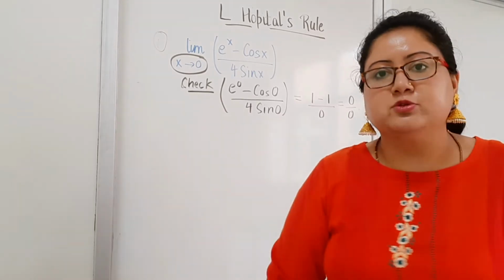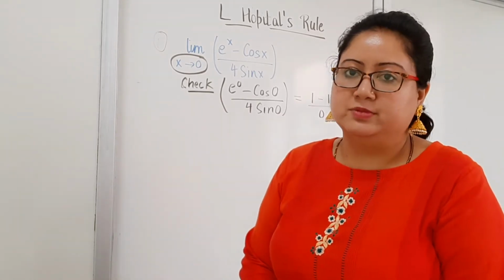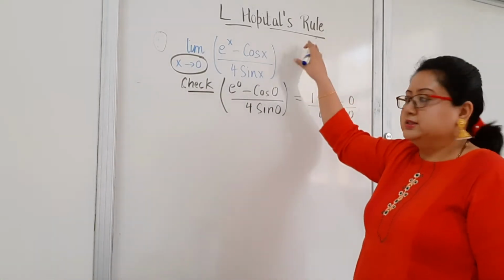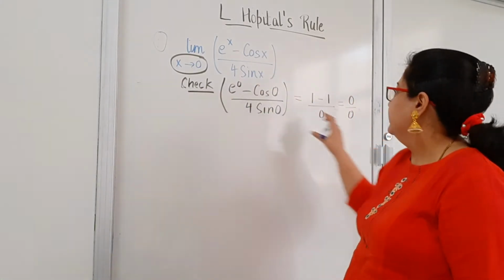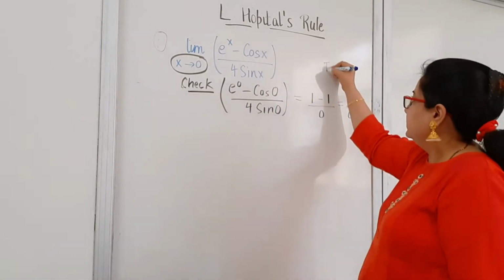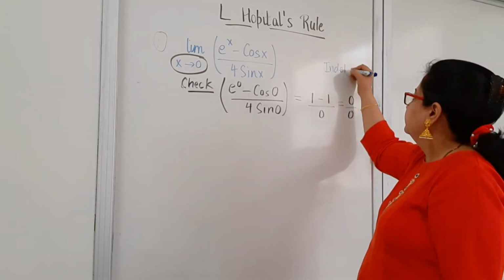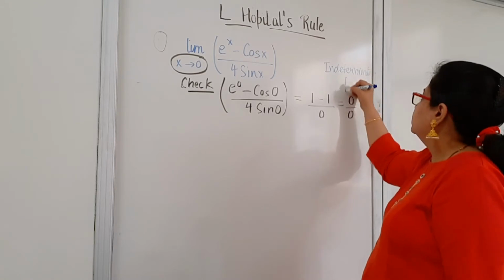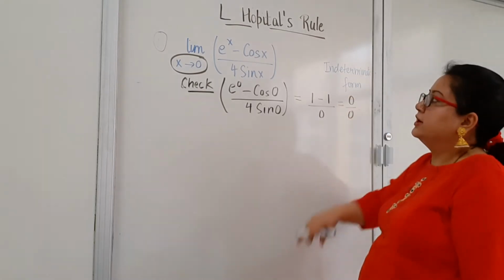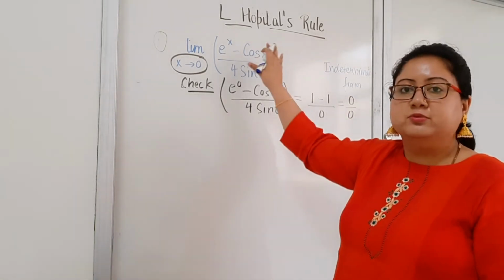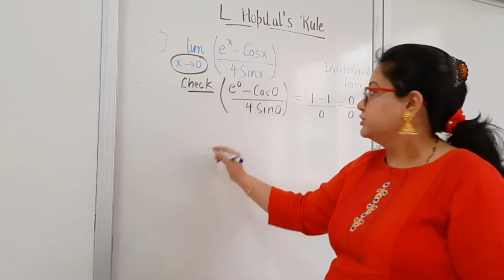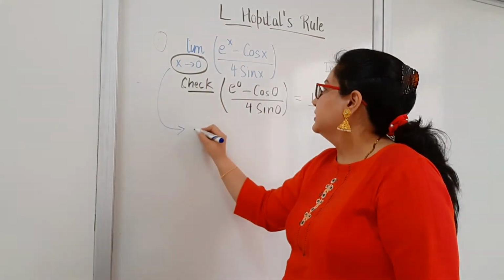So let's do step 2 of the question where we are applying L'Hopital's rule. And I want you to recall the L'Hopital's rule here. It states that when you have an indeterminate form, that's what we have checked here, then you can do the differentiation of the numerator and the denominator, and the limit will remain unchanged. So now I'm going to apply the L'Hopital's rule here.